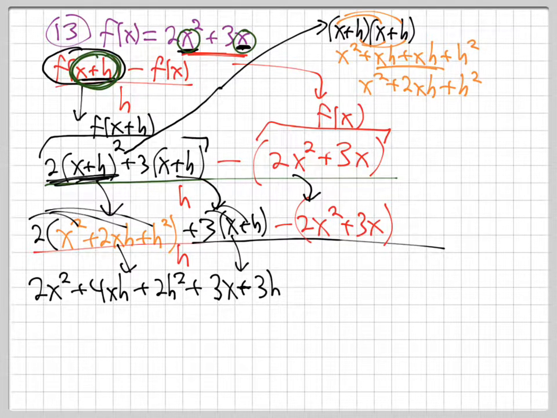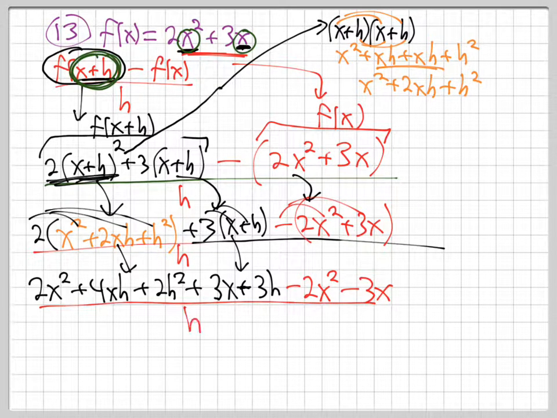And then at the back, the minus goes to both. Minus 2x squared minus 3x all over h. What a mess, huh? This is calculus. All right, so what are we going to do up there? 2x squared and 2x squared cancel.